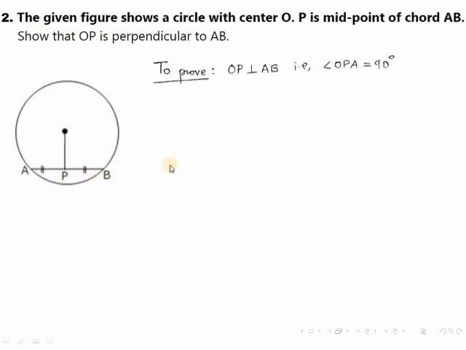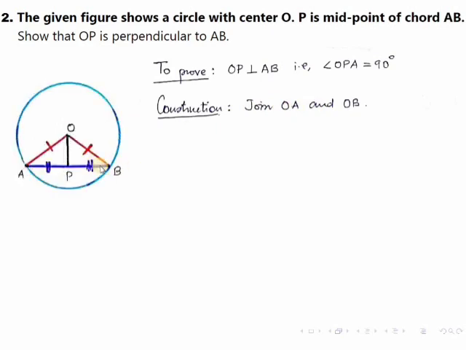So we need to prove that OP is perpendicular to AB, or in other words, angle OPA is equal to 90 degrees. OPA means this angle is 90 degrees. That's what we need to show here, right? All right, then what I am going to do is join OA and OB. I'm going to join these two. So let's see what we get after we join.